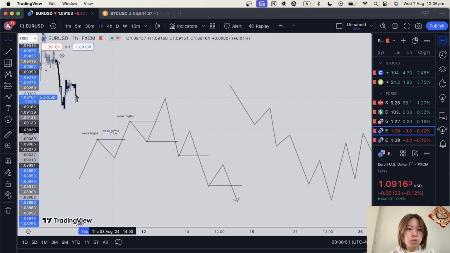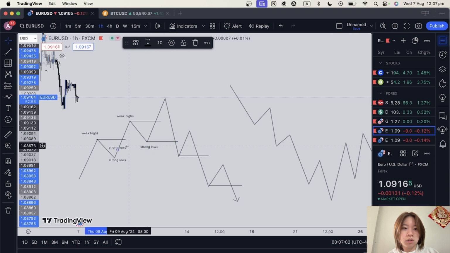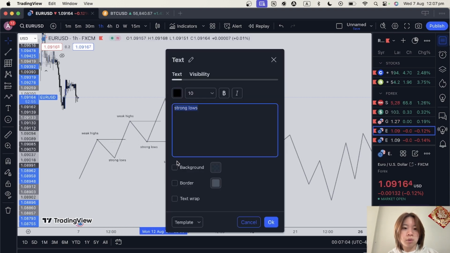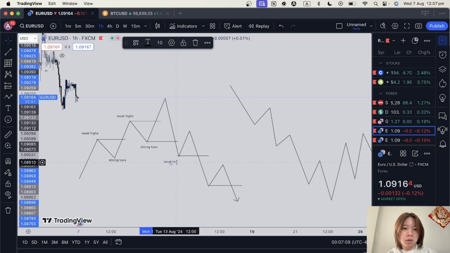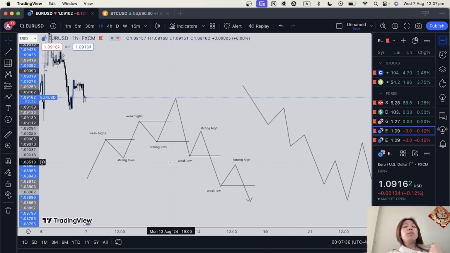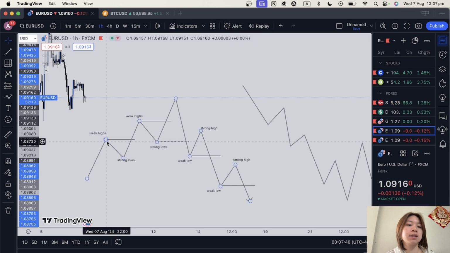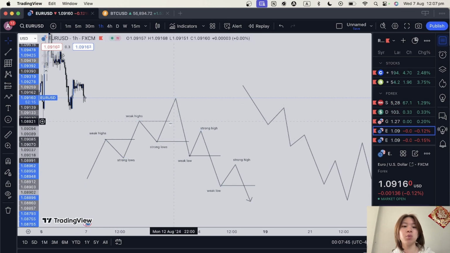And each of these lows right here are called weak lows. I mean, strong lows. This is a strong low as well. And this is a weak low. And this is a weak low as well. What makes this a break of structure is that a break of structure happens when you break past a weak high or low. And a market structure shift happens when you break past a strong high or low.